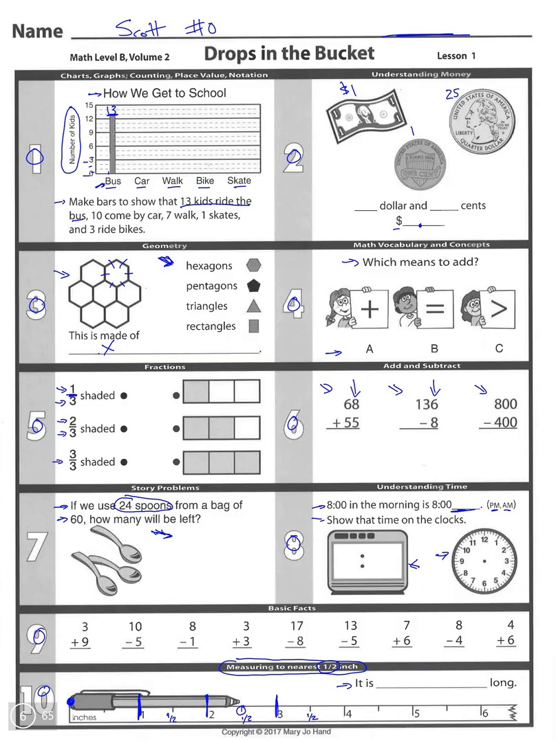All right, so let's go ahead and correct this. We're back to number 1 over here. We've already done the 13 kids ride on the bus, so let's look at the next one. 10 come by car. So here's car, and I'm going to find where 10 is. Here's 9. 10 would be the line right above it. So I'm just going to make a line like that and then make it a little bit fatter. And then I'm going to write 10 right above it.